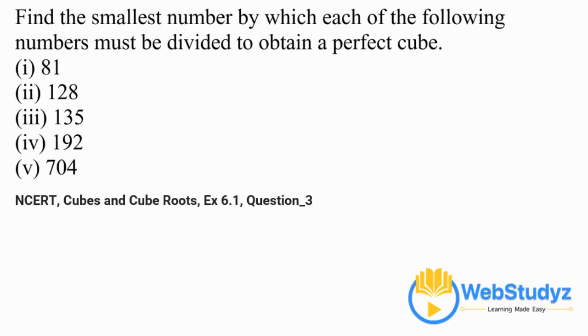Hello students, let's read this question. Find the smallest number by which each of the following numbers must be divided to obtain a perfect cube. So let's start the solution.